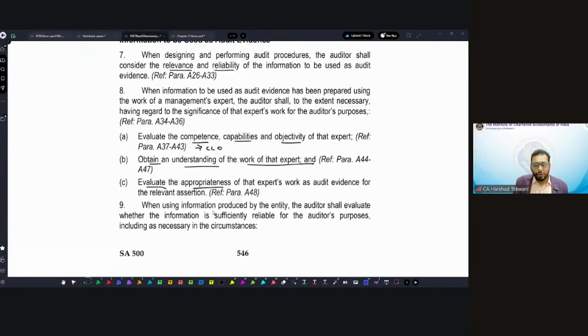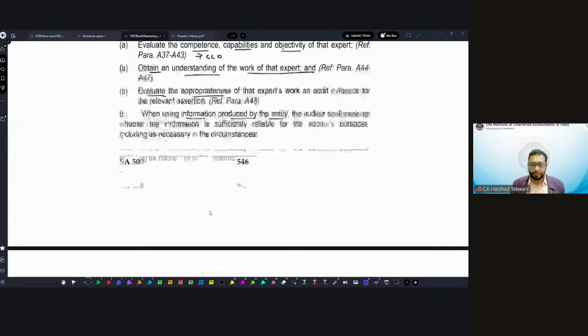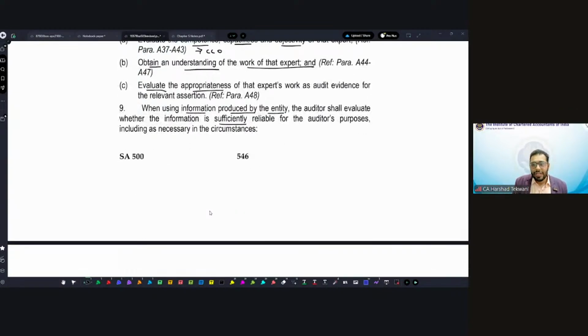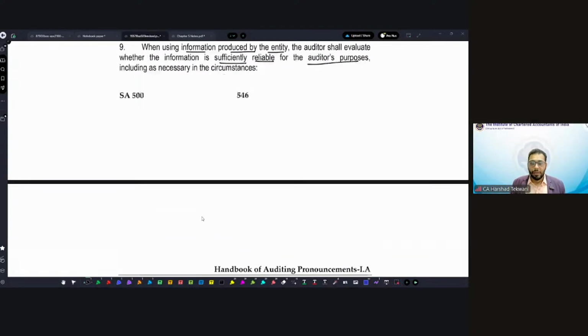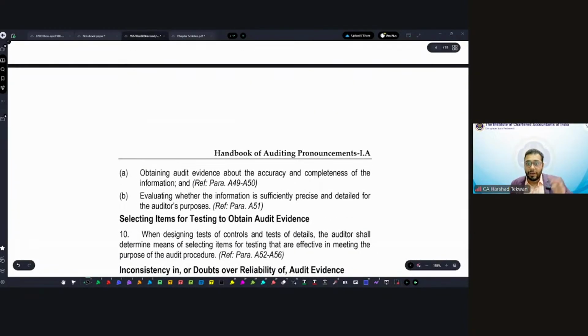Then when you are using information produced by the entity, you need to make sure that it's sufficiently reliable for the purpose of audit. We discussed how. You need to check the accuracy and completeness of that information at the assertion level. Remember, go to the basics. Think of the assertions. Evaluate whether the information is sufficiently precise and detailed for the auditor's purpose. Then only it will be appropriate.